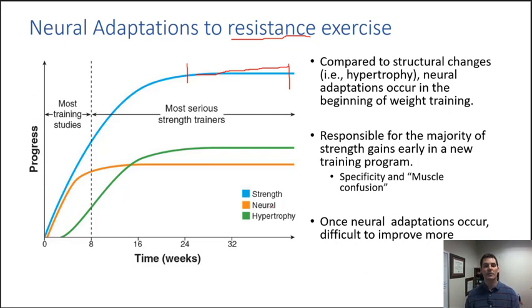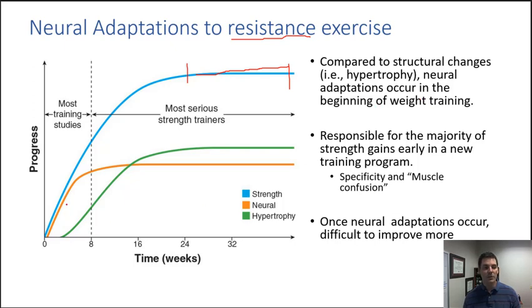In other words, to sum up that general idea, there are improvements in our neurons or brain function that can improve strength. And so this is one of the things that really happens at the beginning of training. Compared to structural changes in the muscle, specifically hypertrophy or the muscle getting larger, neural adaptations occur in the beginning of weight training.